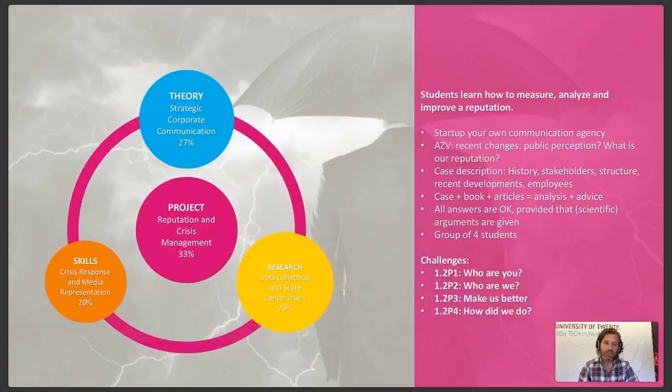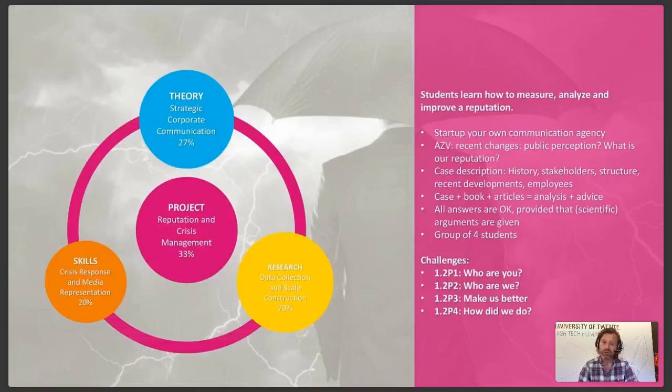As can be seen here, we see the 4 building blocks again. So there's the project, the theory, the research, and the skills. Focusing on the project, it's about reputation and crisis management. And the aim, as you can read on the right, is to teach students how to measure, analyze, and improve a reputation. And there are all kinds of different challenges within this particular project.